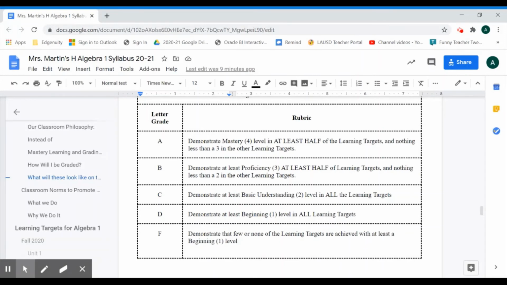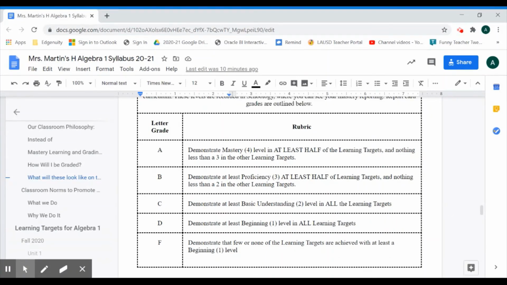An A means that you have a 4 in at least half of the learning targets that we've covered, and nothing less than a 3 in everything else. A B means that you have at least a 3 in half of the learning targets and nothing less than a 2. A C means that you have at least a 2 in all the learning targets. A D means you have at least a 1 in all learning targets. And a fail means that you've demonstrated few or none of the learning targets with at least a 1.